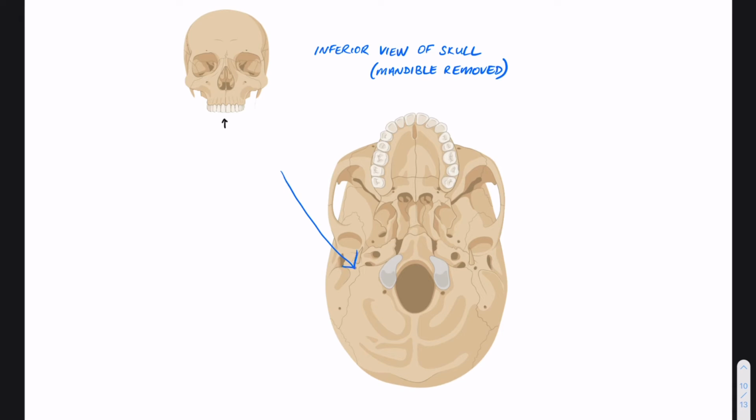A couple of little foramina worth mentioning as well. Here first we're looking at the stylomastoid foramen, which makes sense.